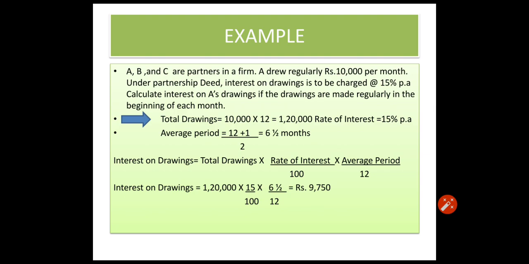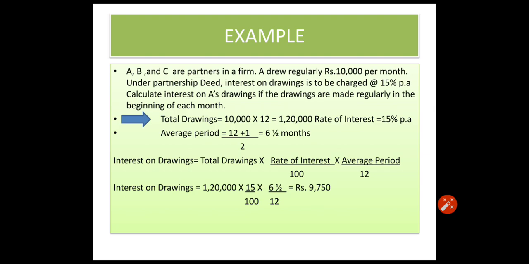For example, if the year is starting from 1st April 2019 till 31st March 2020, then the first drawing will be on 1st April 2019, and the number of months remaining after 1st April 2019 will be equal to 12 months, and last drawing will be on 1st March 2020, and the number of months remaining after last drawing will be 1 month, that is from 1st March 2020 till the 31st March 2020. So we are going to add 12 plus 1 and then divide it by 2. So average period will be equal to 6.5 months.